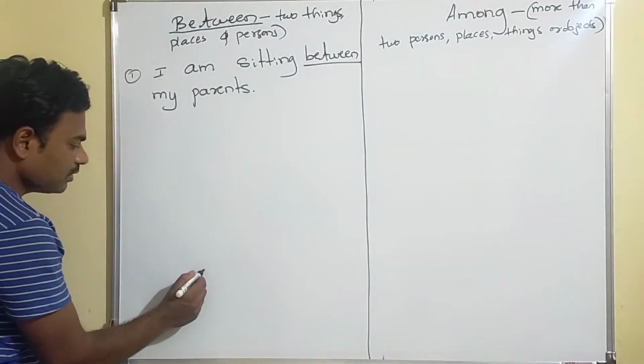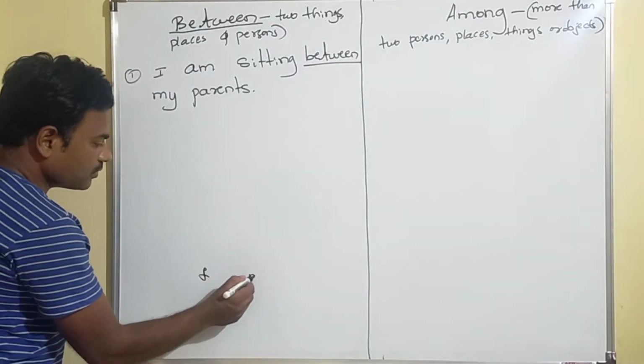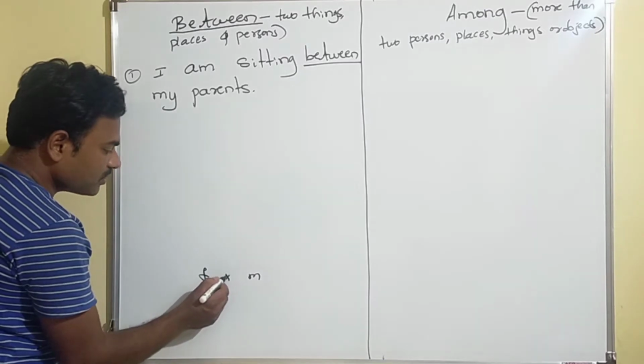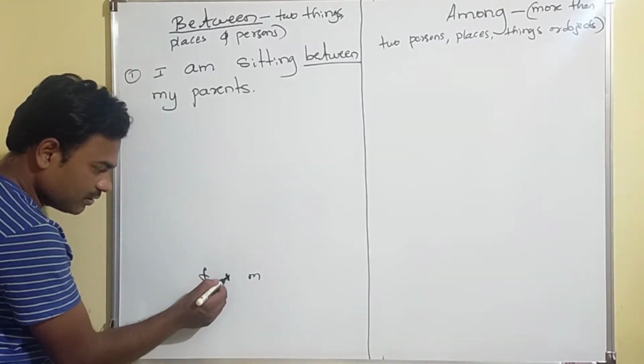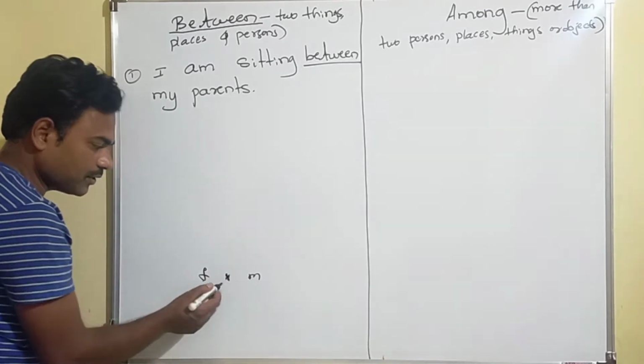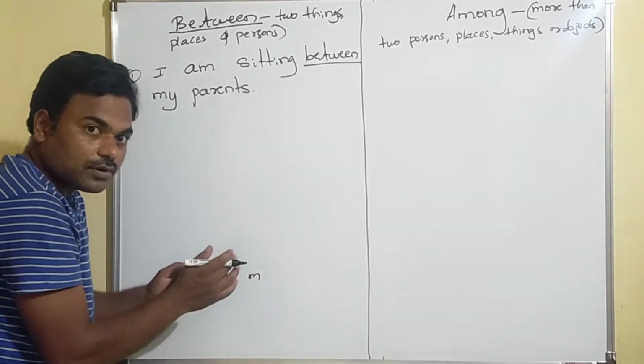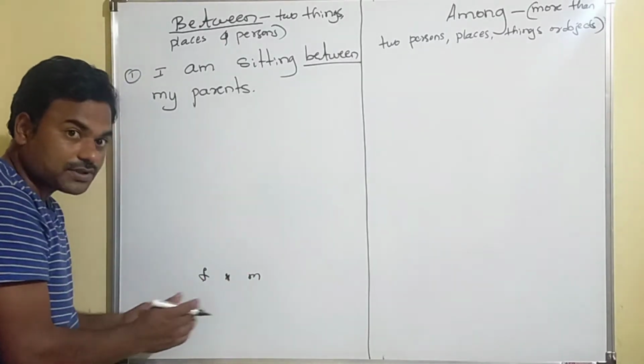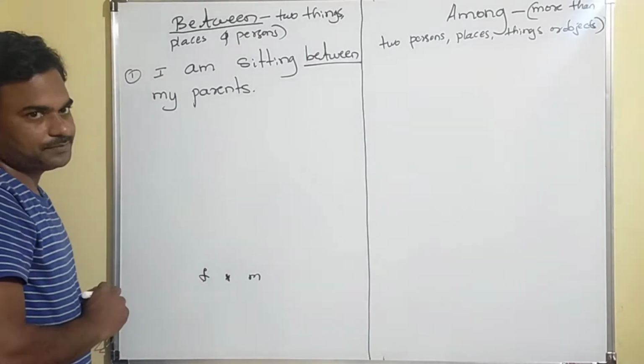For example, here is father, here is mother. So in the middle, I'm sitting here. This side is father, this side is mother. Two persons, one on this side and one on this side. That time we use between.